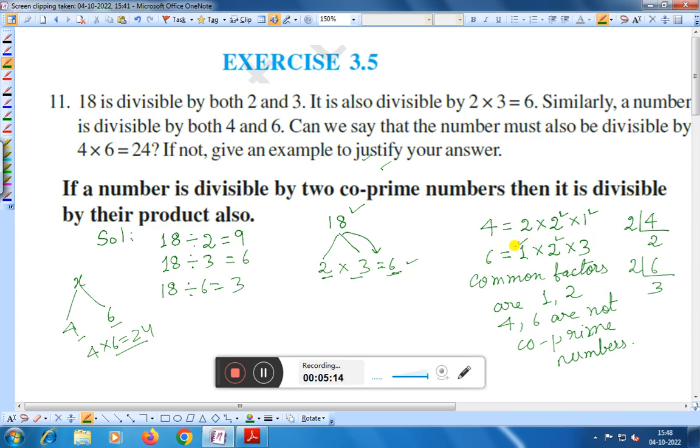But in this case, you see, suppose we have taken a number x. This number is divisible by 4. This number is divisible by 6. But this x will not necessarily be divisible by 4 into 6, 24, because 4 and 6 are not co-prime numbers. Right? That means only if a number is divisible by two co-prime numbers is it divisible by their product also.